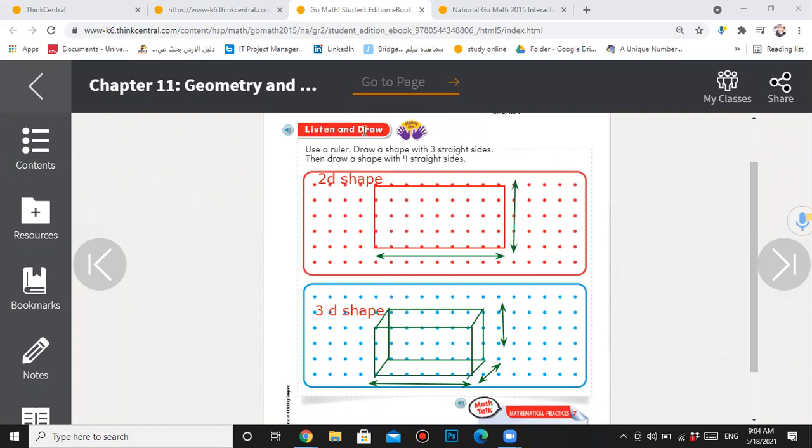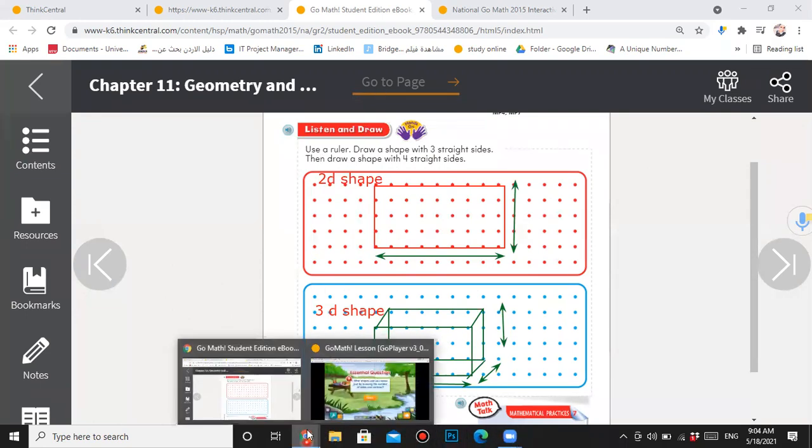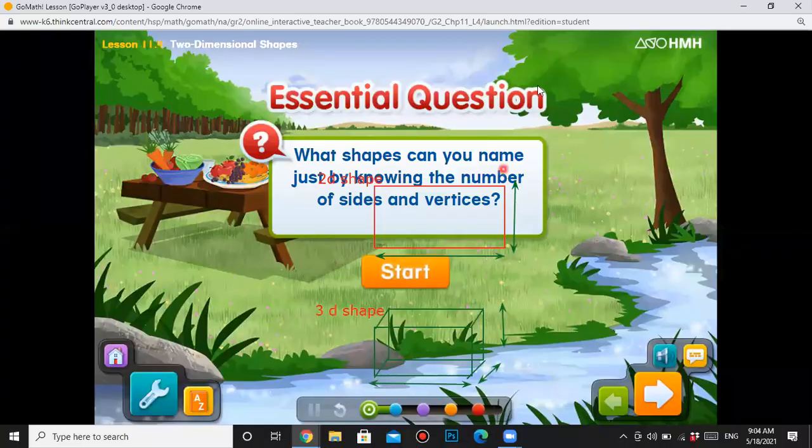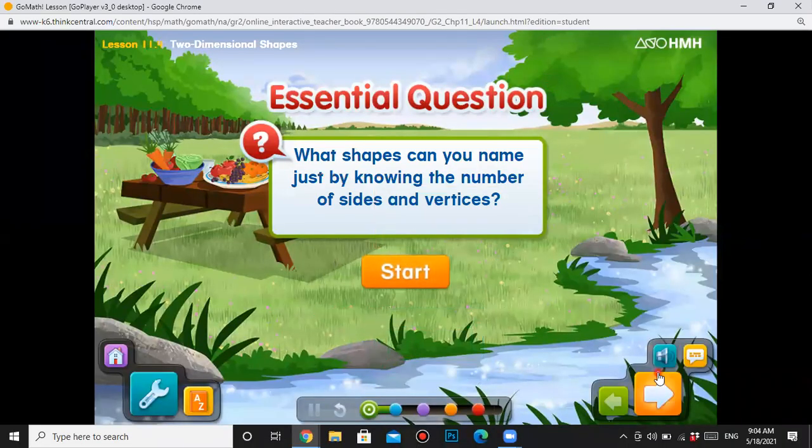Before we start, let us watch this video together. Okay, so before we start, you should know today we're gonna name the shapes by knowing just the number of sides, sides meaning the length, and vertices. Okay, let us start.